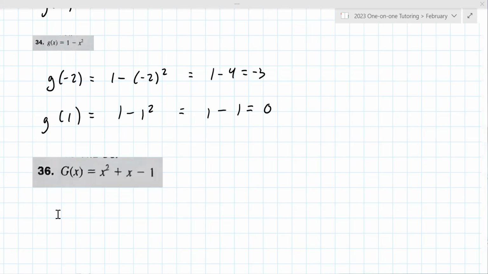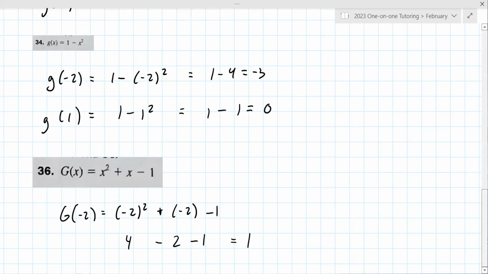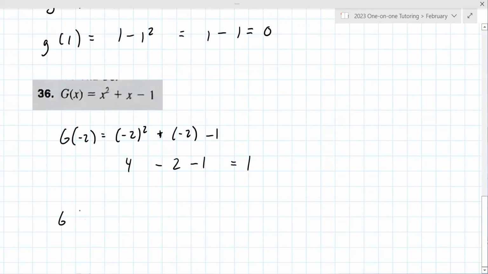So let's see here. We've got g of -2 equals (-2) squared plus (-2) minus 1. So (-2) squared is 4, plus -2 minus 1. 4 minus 2 is 2, 2 minus 1 is 1. And then we're going to do it again here for g of 1. 1 squared plus 1 minus 1. 1 squared is 1, plus 1 is 2, minus 1 is 1. So that looks like it takes care of section 5.1.